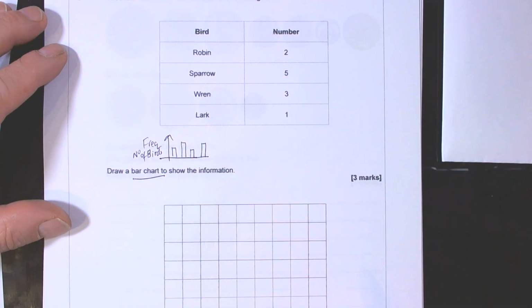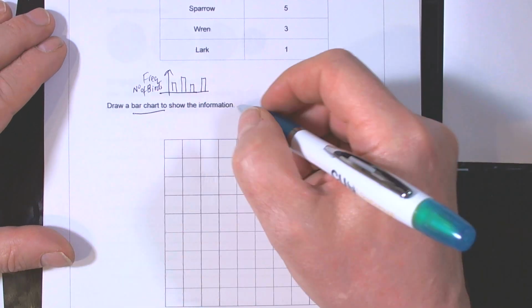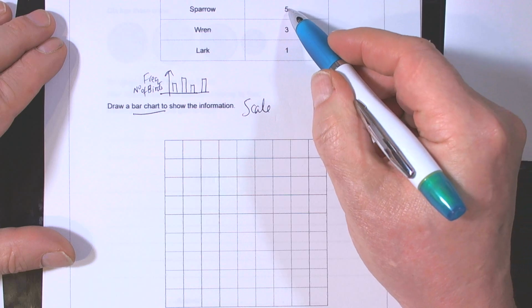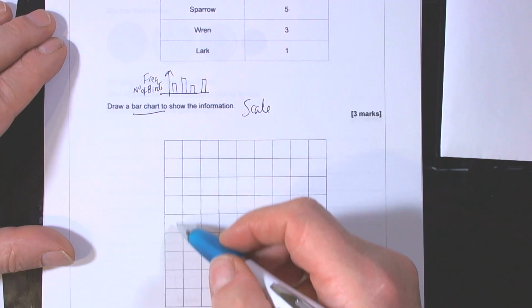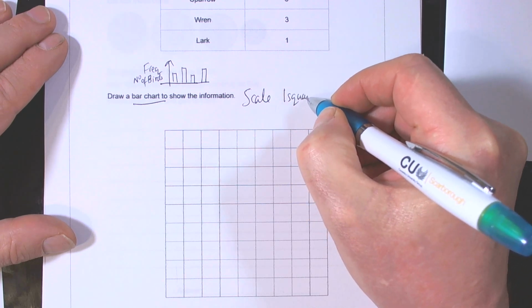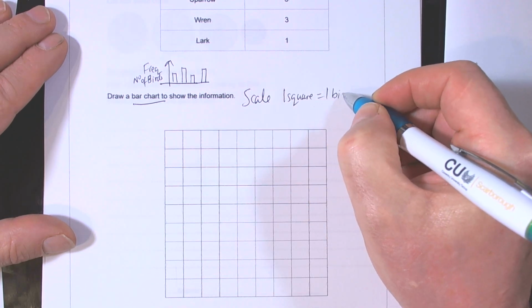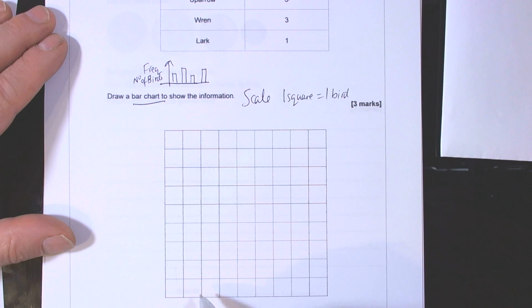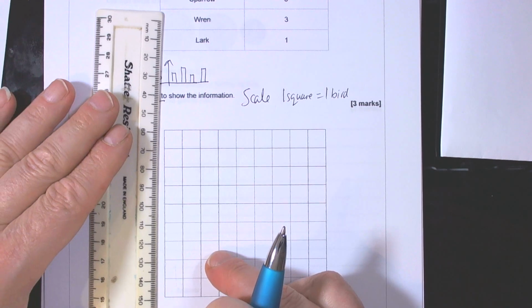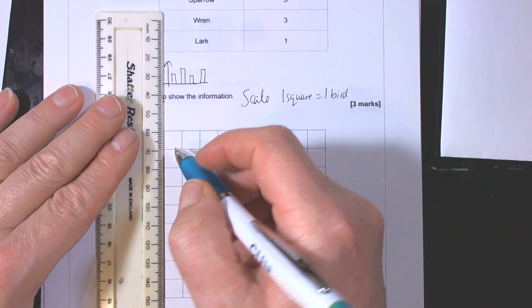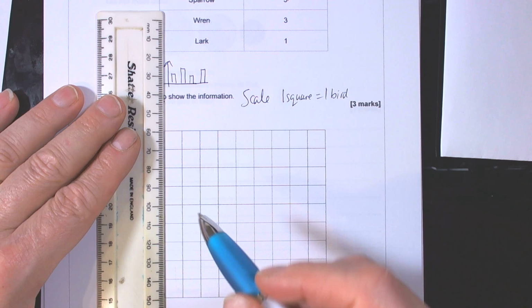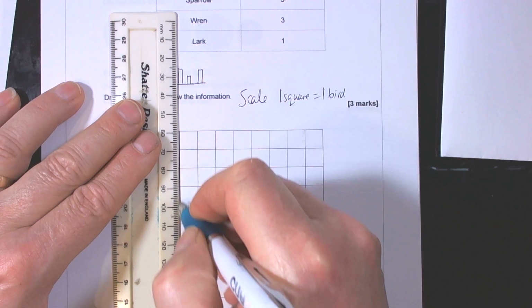Okay, so we've got to think of scale when we do graphs and charts. The largest number we've got to plot is 5, so we can see on this graph paper it's very simple. The scale is going to be 1 square equals 1 bird. Okay, so if we get our rulers and we draw an axis, we've got 4 to plot, so 1, 2, 3, 4. Yep, so we can draw this going inside.